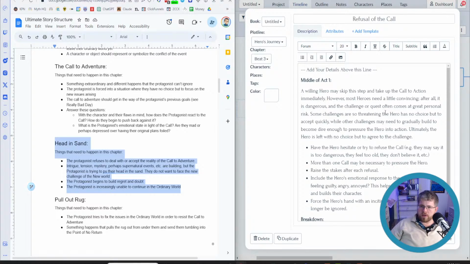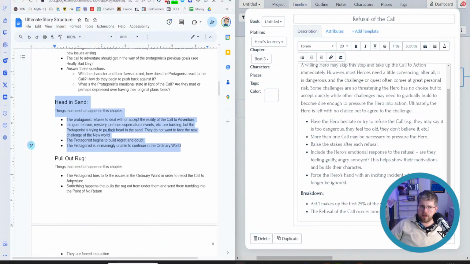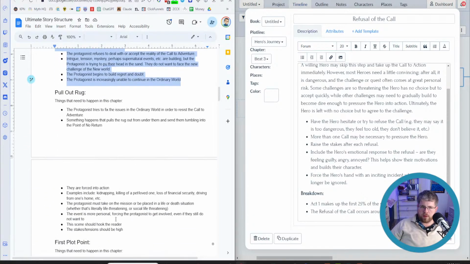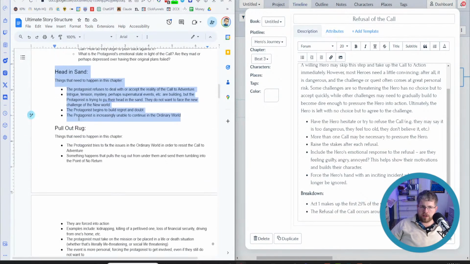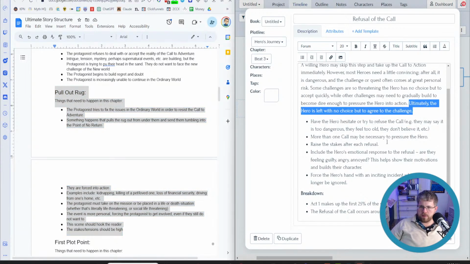Some challenges are so threatening the hero has no choice but to accept quickly, while other challenges may need to gradually build to become dire enough to pressure the hero into action. We've got a chapter here called Pull Out the Rug, where even though the protagonist is resisting the call to adventure, the moment comes where you can't resist anymore. You have to take action. So that's this bit here. Ultimately, the hero is left with no choice but to agree to the challenge.